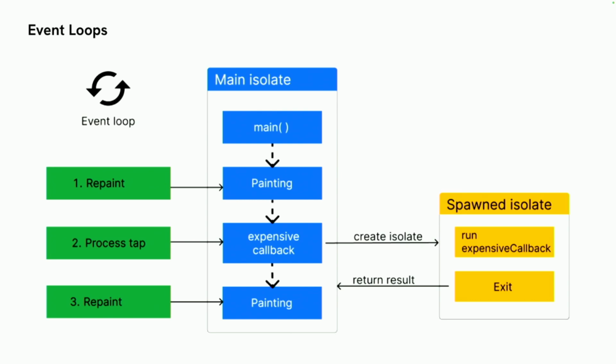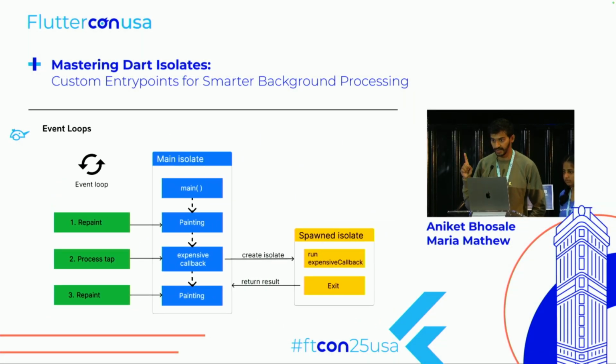From this diagram, you can see I have the main isolate doing the job of painting the screen. As it's doing that, I get a tap on the screen from the user, which triggers an expensive computation. Could be resizing an image, could be any number of things. I want to spawn an isolate to run that callback in its own event loop so that it doesn't mess with my UI, and I'm still allowed to paint and create new widgets on the screen. When that result returns, I also need to communicate it back to the main isolate. But just keep in mind that each isolate does get its own event loop.